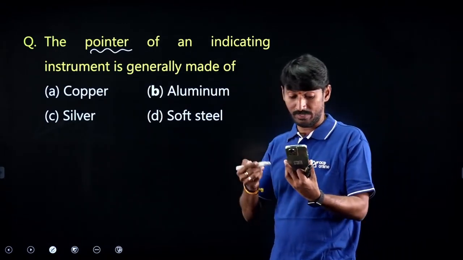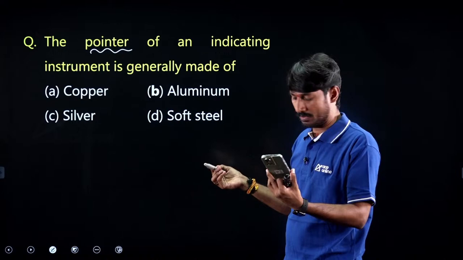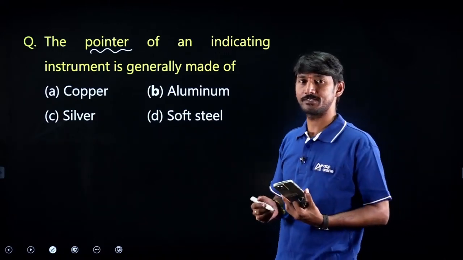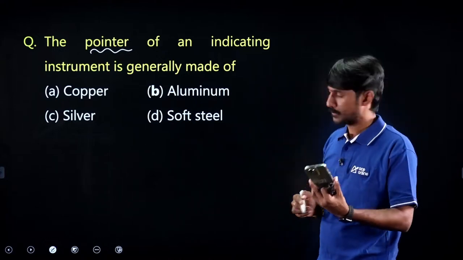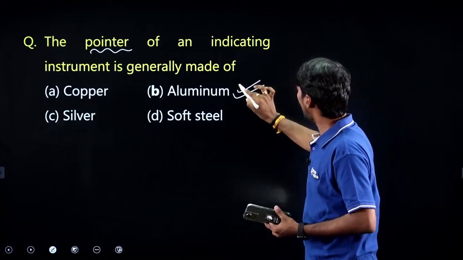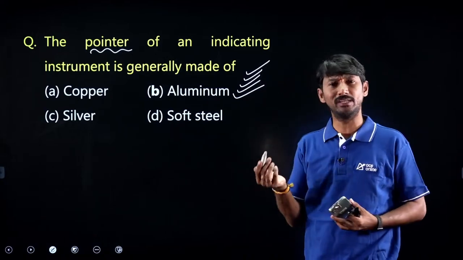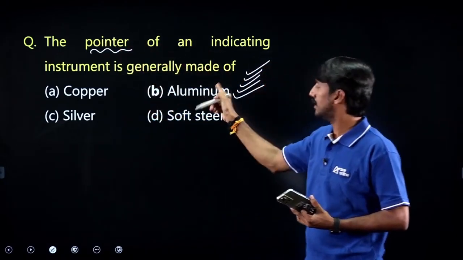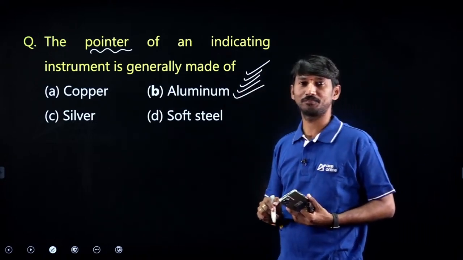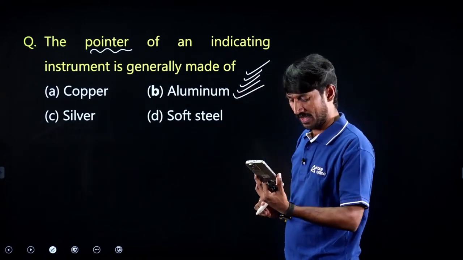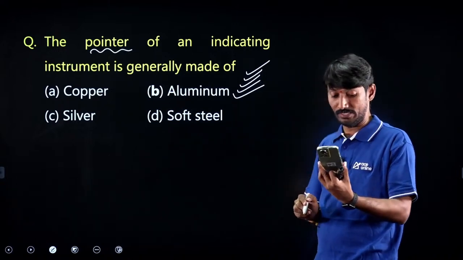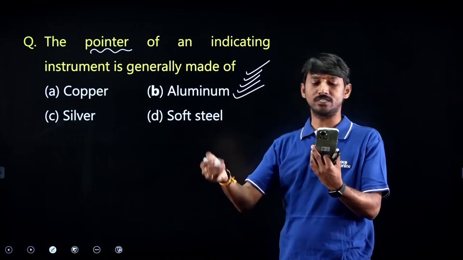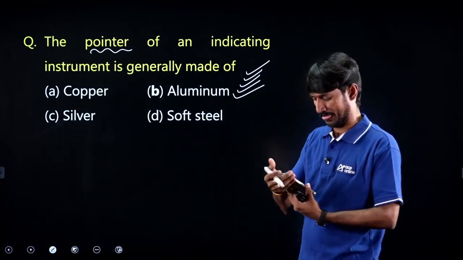Right. Take the time. Yes, Veeraya. Yes, Veeraya and Sumit Pawar, you gave it before the options. Very good. Aluminium. Very nice. Aluminium is a lightweight material. This is one of the reasons to design the pointer with aluminium material. Yes, very good. In the same way, you try to give the answers so that all possible questions will be revised.